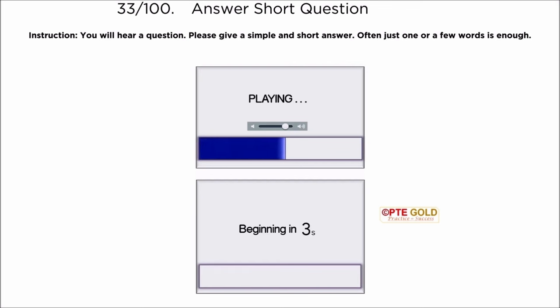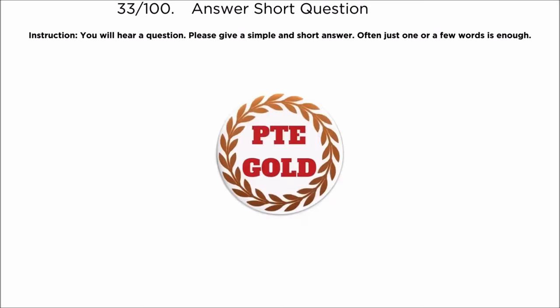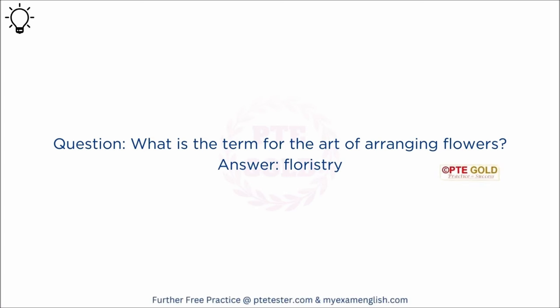What is the term for the art of arranging flowers? Floristry.